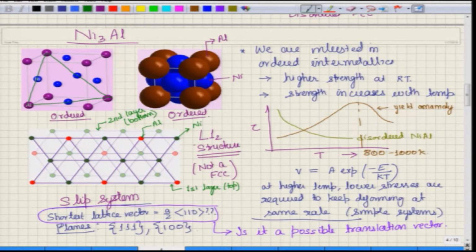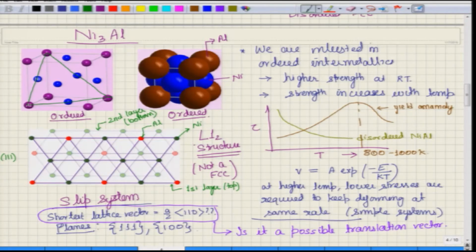We have two layers that I am showing here, the 111 layers. So, this is a 111 plane. On the top there is one layer, the green ones are the nickel, red ones are the aluminum, and similarly there is another layer below it, and the relative position when you look along the 111 direction is like this. And so, these are your nickel atoms and these are the aluminum atoms.